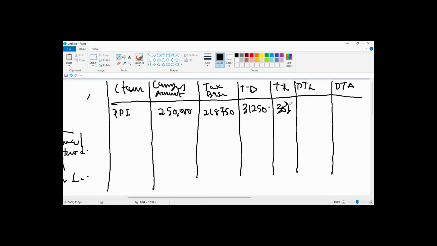When the carrying amount is greater than the tax base, it will lead to what? Liability. Liability of how much? 9,375. Are you sure the figure is right? 9,375. Oh, go again.